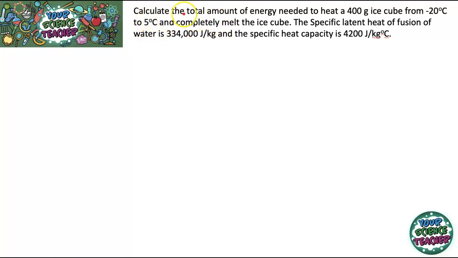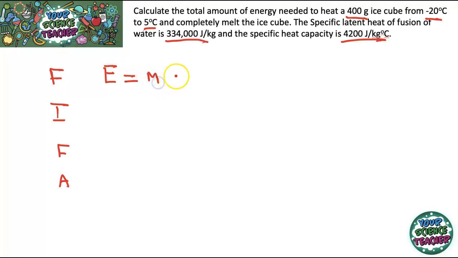So here it's a question where it says calculate the total amount of energy needed to heat a 400 gram ice cube from minus 20 degrees C to 5 degrees C and completely melt the ice cube. It gives me the specific latent heat of fusion and the specific heat capacity. So I'm going to need to combine the equations to get the total energy. So if I write out my formula, I'm going to do my FIFA again, insert my values, do any fine tuning, and then give my answer. So here, my formula here is going to be my energy equals my mass times by latent heat added to my mass times by my specific heat capacity times by my change in temperature.